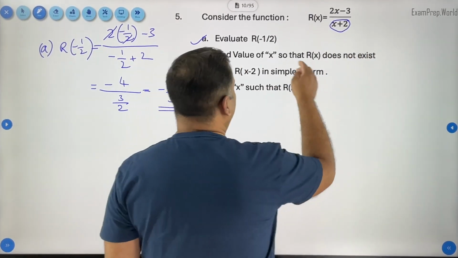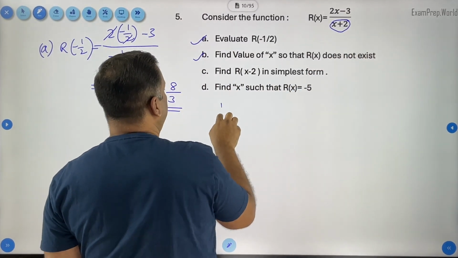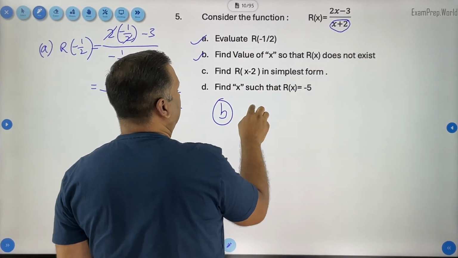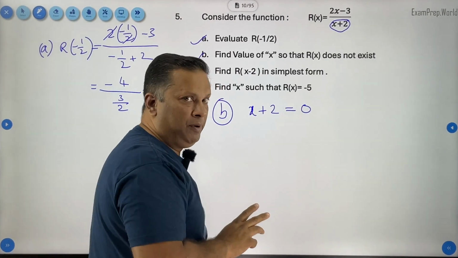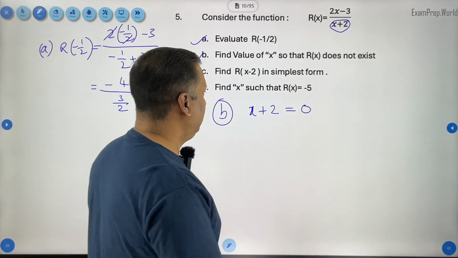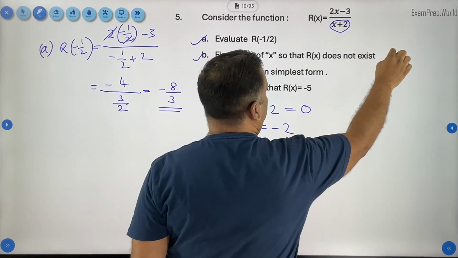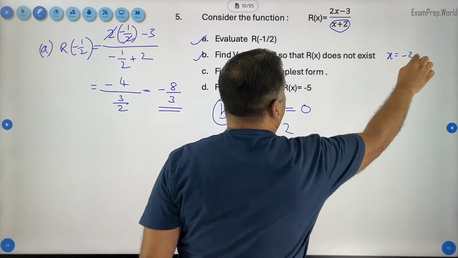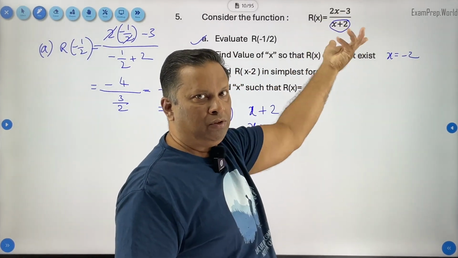So how to find the value of x? So B, take the denominator x plus 2, equate it to 0, because the moment it is 0, it becomes not defined. What they are asking is does not exist. So that means x equals negative 2. So here the answer is x equals negative 2. See, negative 2 plus 2 is 0, and anything divided by 0 is not defined.